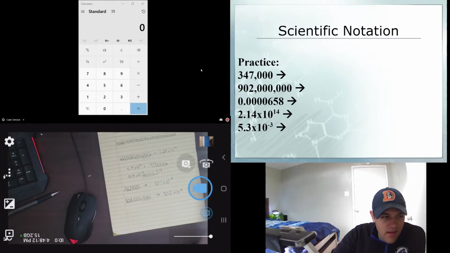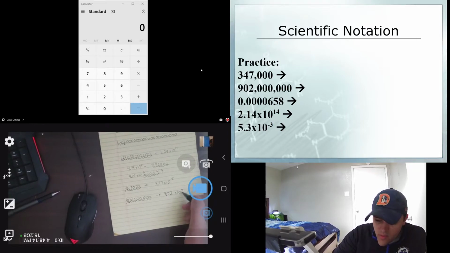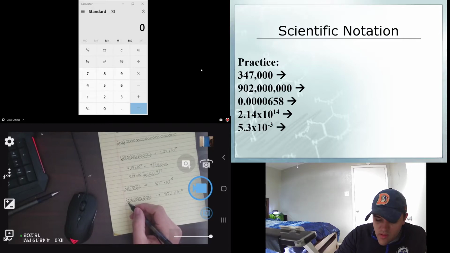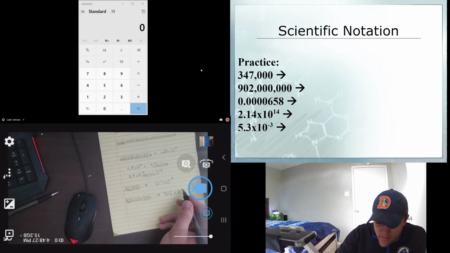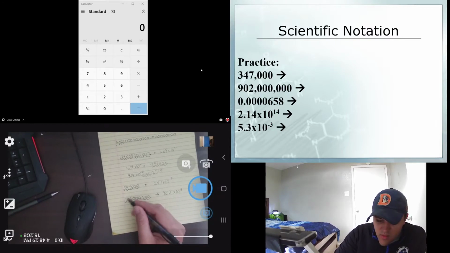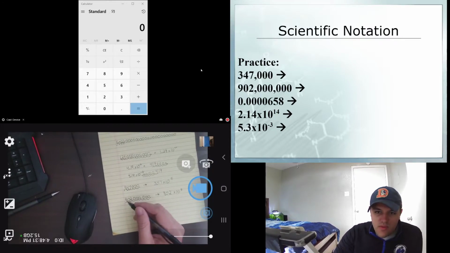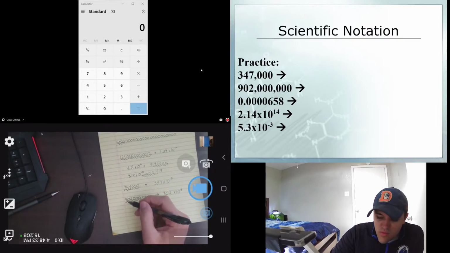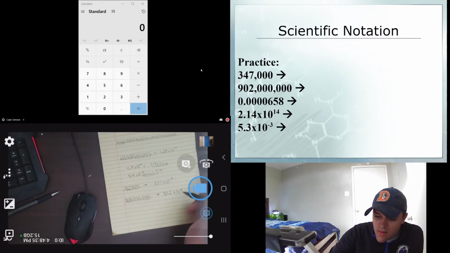Alright, and to determine whether there should be a positive or a negative power, we just look and see, did we move our decimal to the right to make this number bigger? That means it's going to be a positive. And if we move it to the left to make this number smaller, make it a decimal, that means it should be negative. So in this case, we moved it to the right when we were doing our jumps. So this is a positive 8.